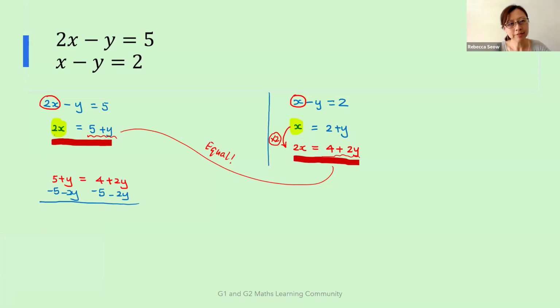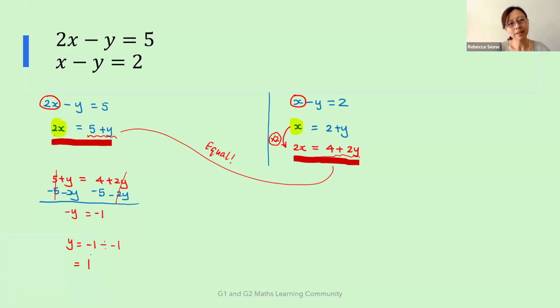So 5 take away 5, this is gone. Y take away 2y, I get minus y. 4 take away 5, negative 1. 2y take away 2y, none. So y equals negative 1 divided by negative 1 equals 1.